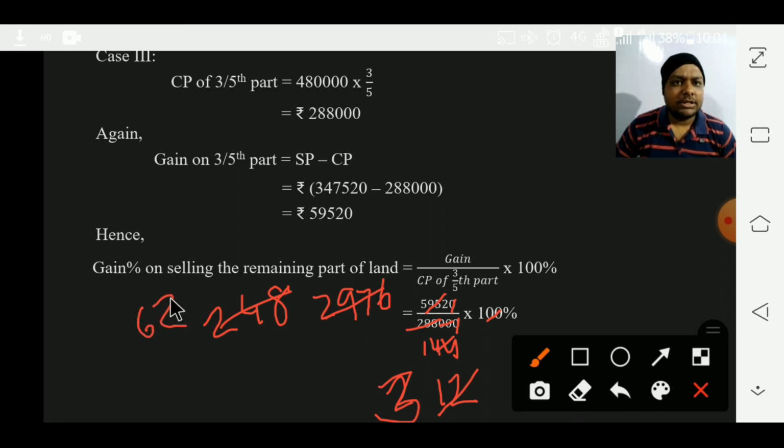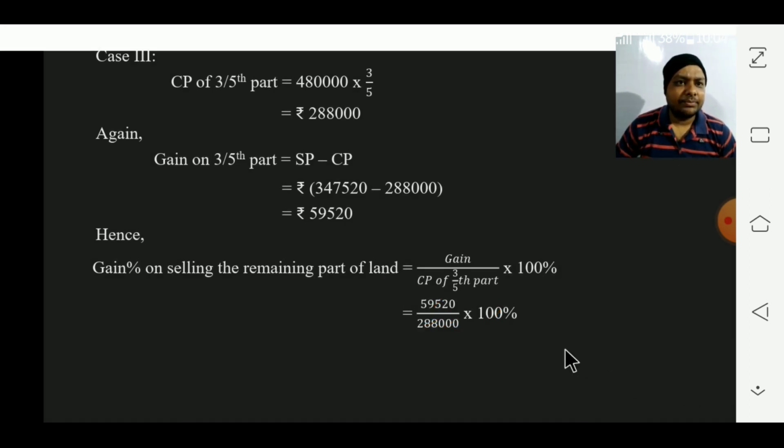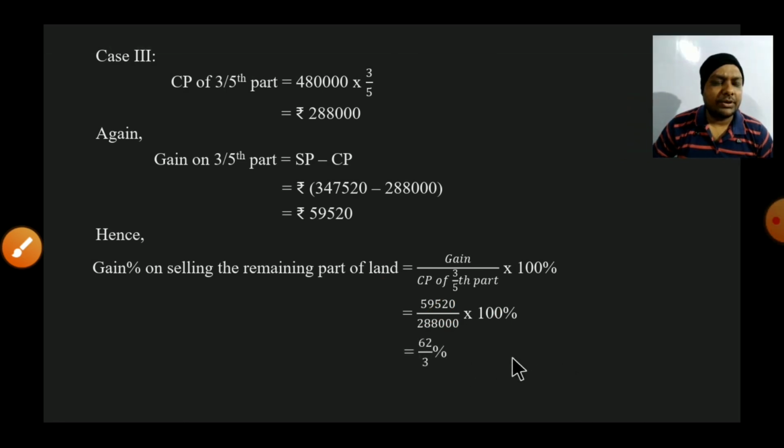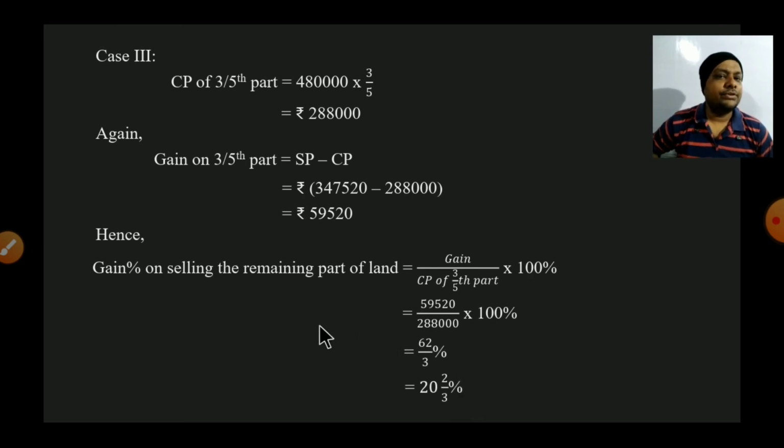It means 62 by 3%. We can say 62 by 3%. We can change it into a mixed fraction also. So it will be 20 2 by 3% will be the gain percent. Okay. I hope that you all have understood, students.